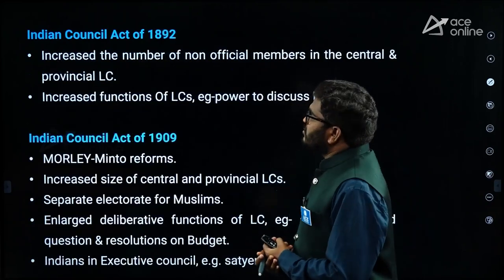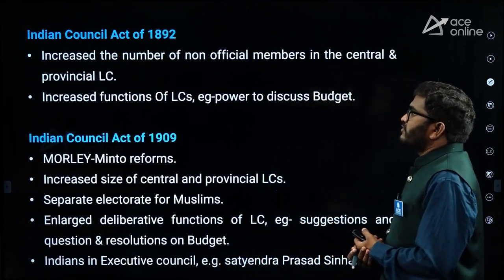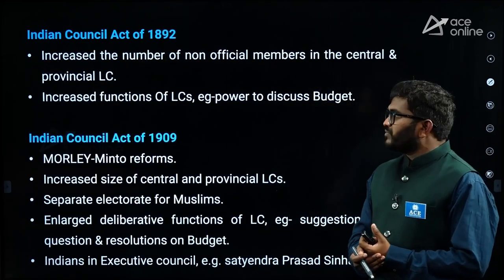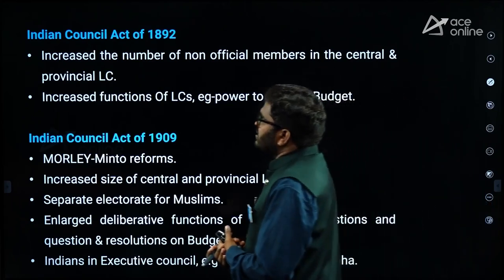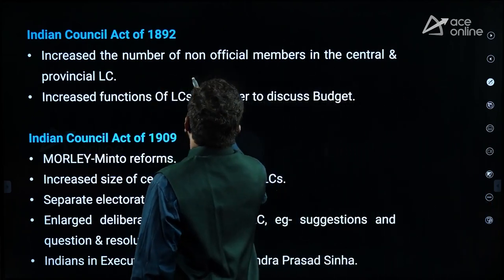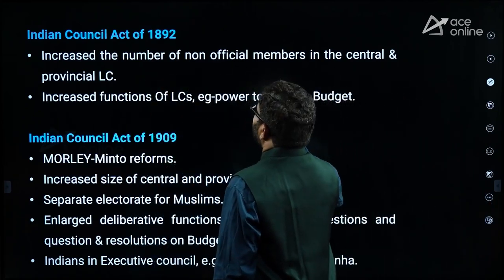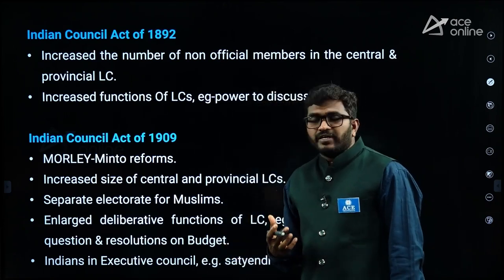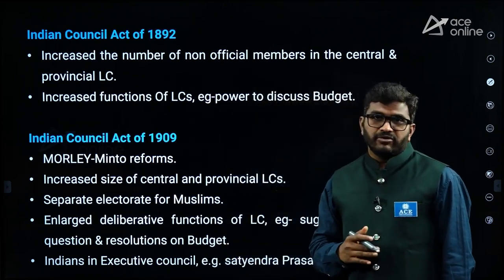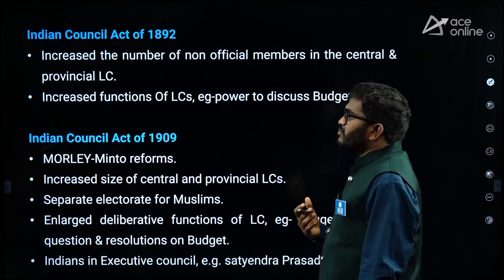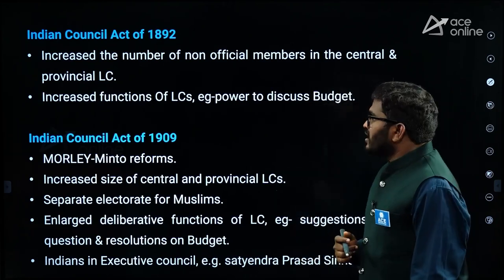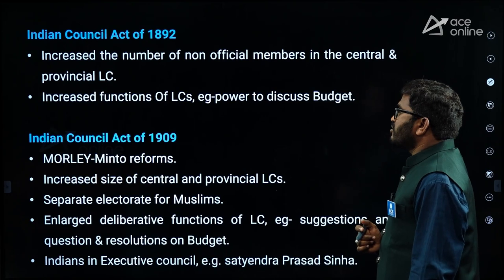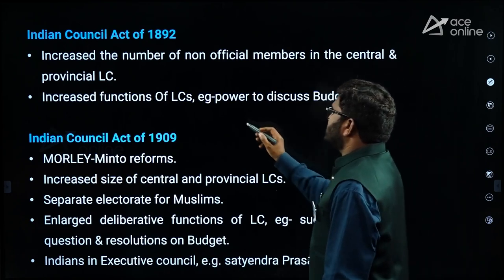Right. Now, see here, Indian Councils Act of 1892. Okay. So, as per this act, the number of non-official members increased in the central and provincial legislative councils. So, the number of members increased in the legislative council, okay, central and provincial. Increased functions of legislative council, like power to discuss the budget.